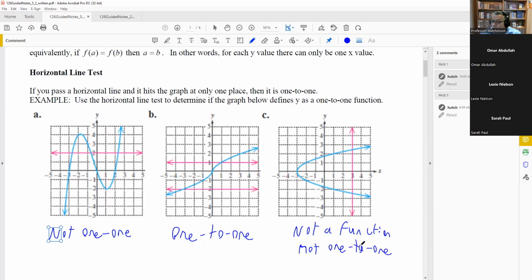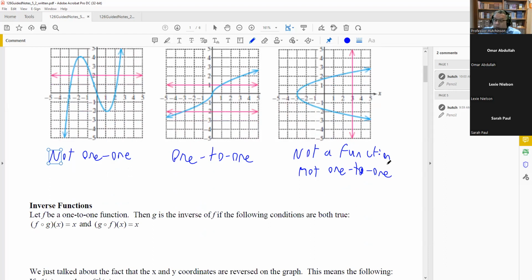Now you might be thinking, well, wouldn't that pass the horizontal line test? Yeah, every horizontal line would only hit the graph once, but remember, in order for it to be one-to-one, it has to be a function first. Okay, so if it doesn't pass the vertical line test, then automatically you don't do the horizontal one. Automatically, it's not one-to-one, because in order for it to be one-to-one, it has to first be a function in the first place. So in that case, it's not considered one-to-one. So again, every y value can only have one x value. That's what we mean by one-to-one.